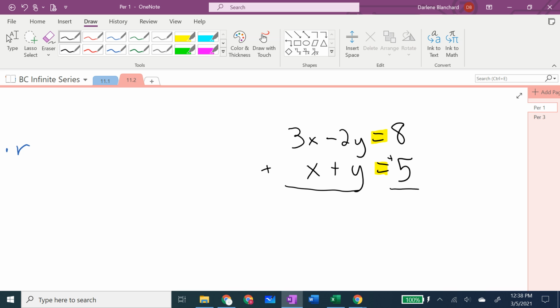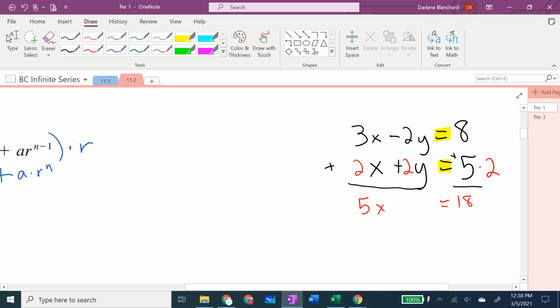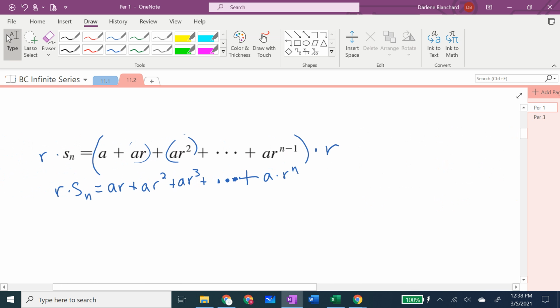Do you remember that you would do things like, let's multiply by 2, and then when I add, I get 5x, and bye-bye equals 8 plus 10. And then all of a sudden you're like, oh, x is 18/5. Woohoo. So do you remember that you were allowed to do that? Okay. Then that's what we're going to do here.